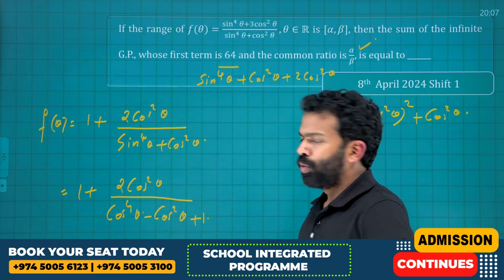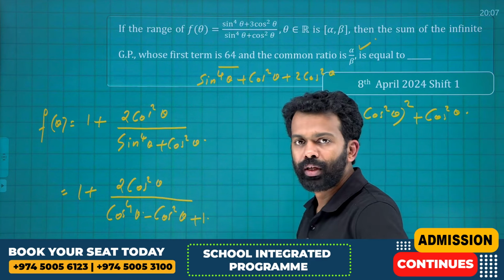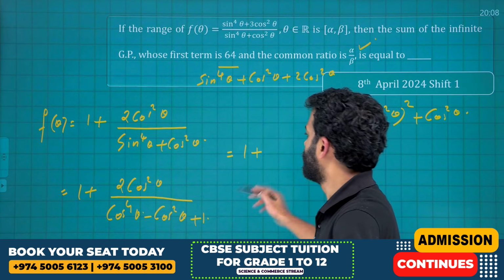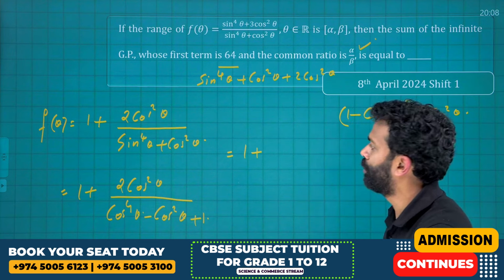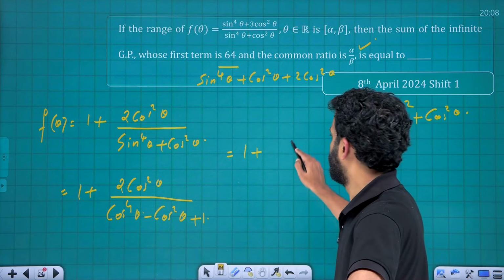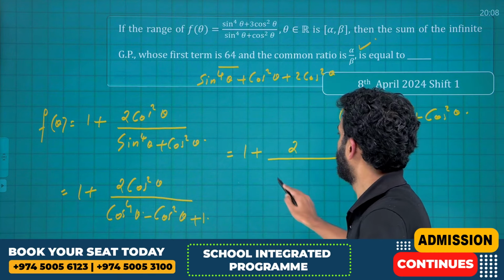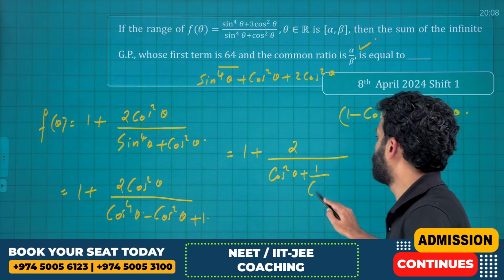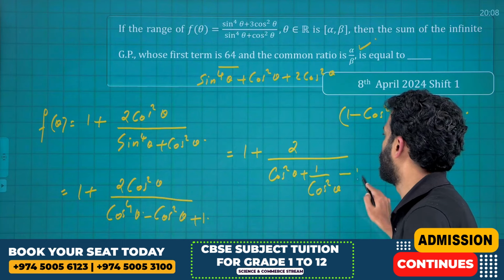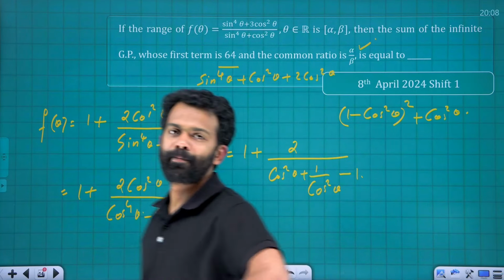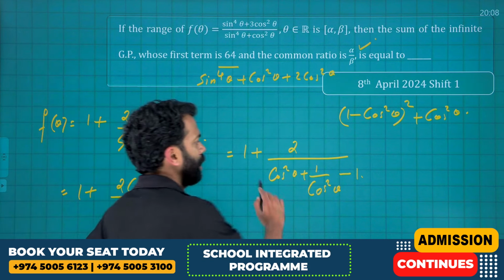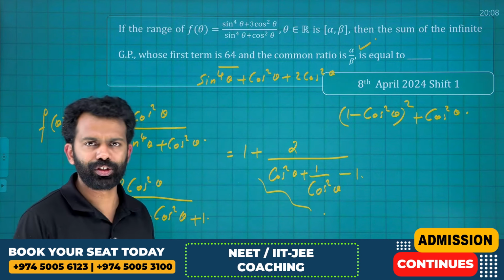So any idea how to carry out from here? Easy actually, very easy one. That is 1 plus, divide numerator and denominator with cos square theta. That is 2 divided by (cos square theta plus 1 by cos square theta minus 1). Have you seen this anywhere? The problem is almost done.